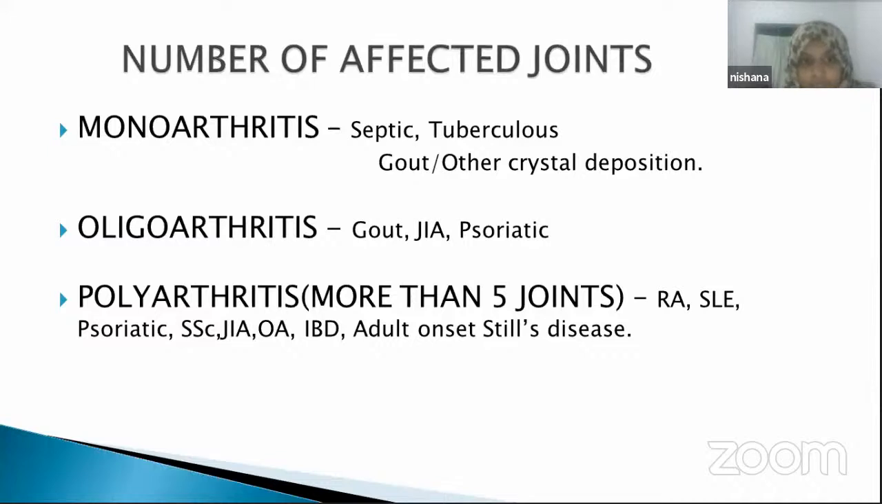Monoarthritis, as the name suggests, is involvement of a single joint. It is seen in septic arthritis, tuberculous arthritis, and in gout. Oligoarthritis is involvement of 2 to 4 joints. That is seen in gout, psoriatic arthritis, and juvenile inflammatory arthritis. Then polyarthritis, involvement of more than 5 joints. It is usually seen in rheumatoid arthritis, SLE, psoriatic arthritis. Psoriatic arthritis can present in different ways. It can present as oligoarthritis or polyarthritis.